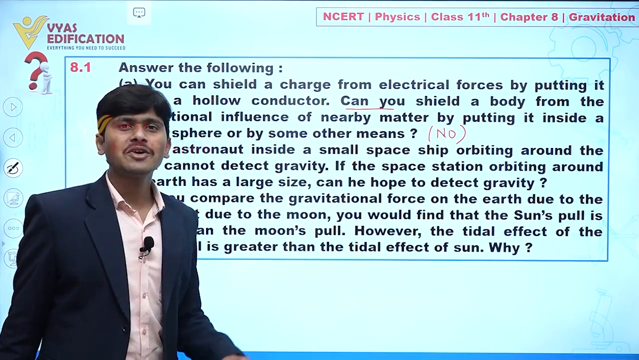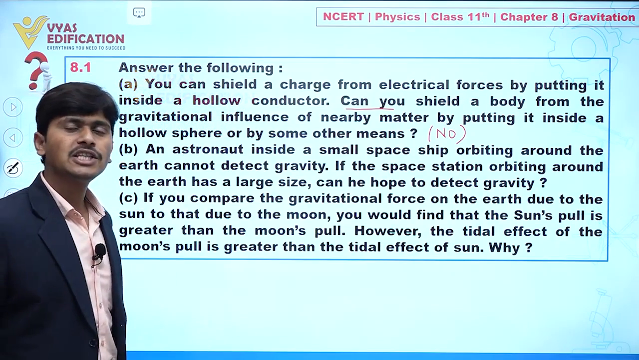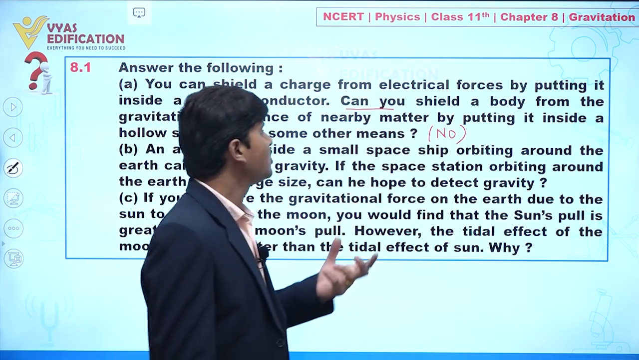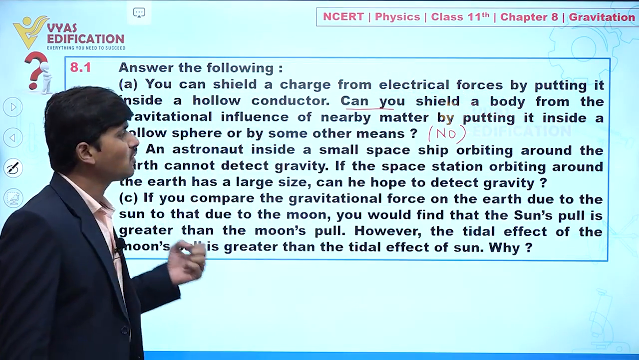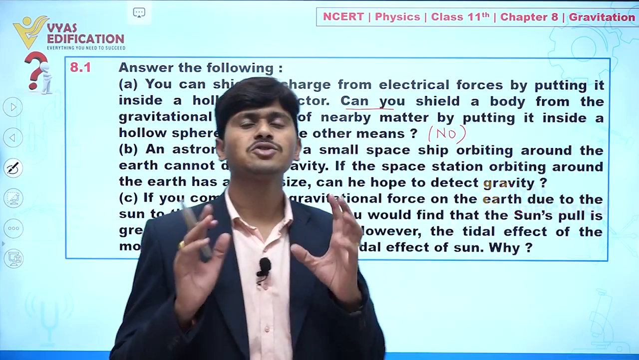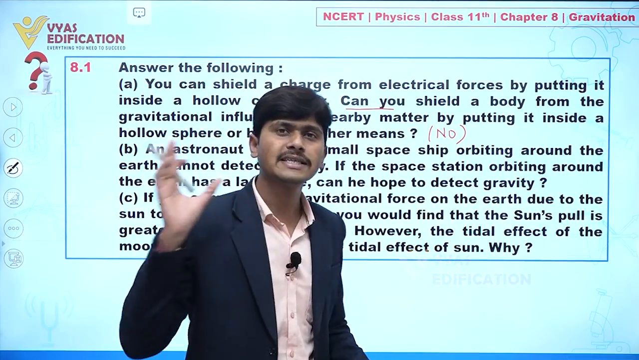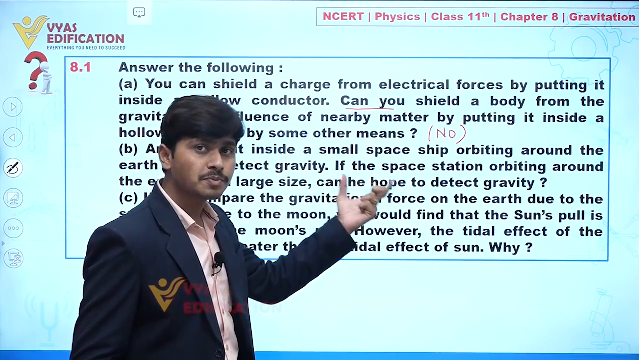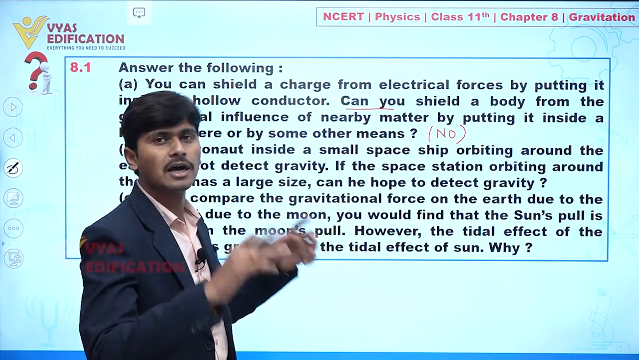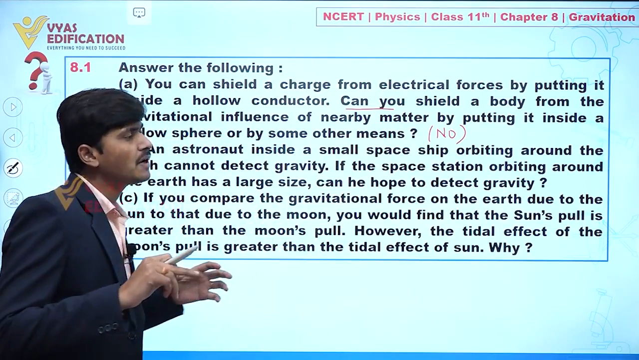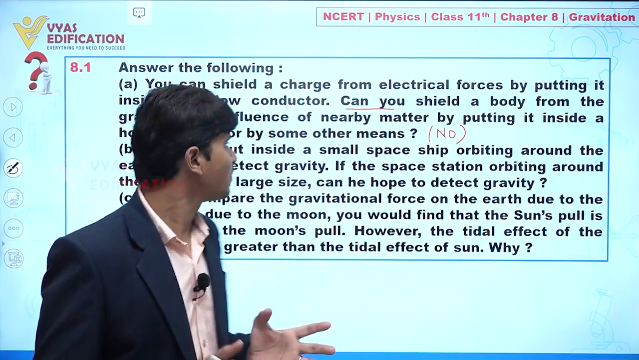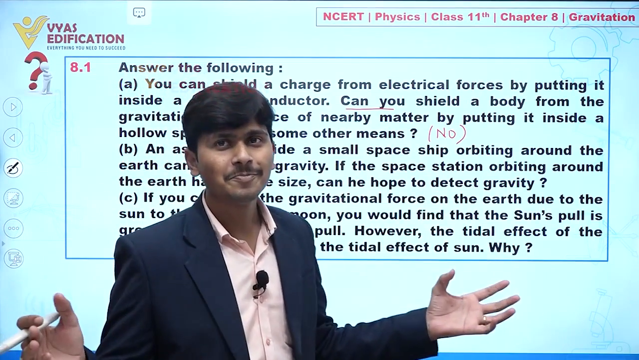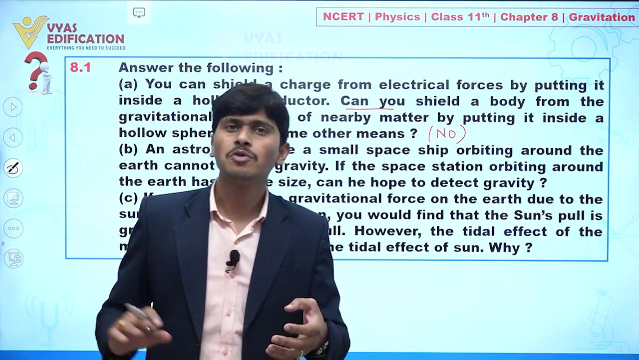Now we are going to discuss part B, and in this part it is given to you: an astronaut inside a small spaceship orbiting around Earth cannot detect gravity. Let's suppose we have an astronaut in a satellite, or in a small spaceship, and the astronaut is having some motion. But let's suppose the size of that spaceship, or the space station, we are now making it large.